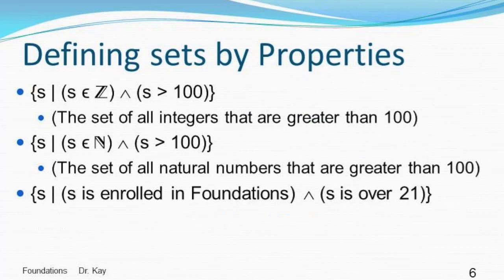We can define sets by properties. So for example, here's a definition of a set. This says the set of all elements S such that S is an element of the integers and S is also greater than 100. So here's a more colloquial way of saying that, the set of all integers that are greater than 100, right? Here's a similar set, the set of all elements S such that S is in the natural numbers and S is greater than 100. So the set of all natural numbers greater than 100. And if you think about it, these are both the same thing, right?